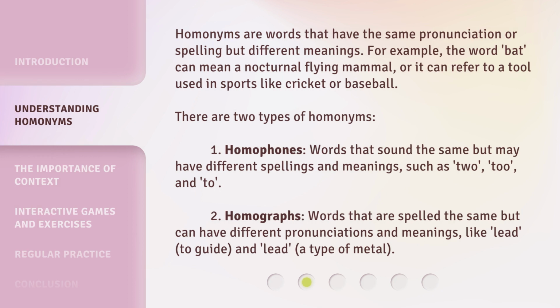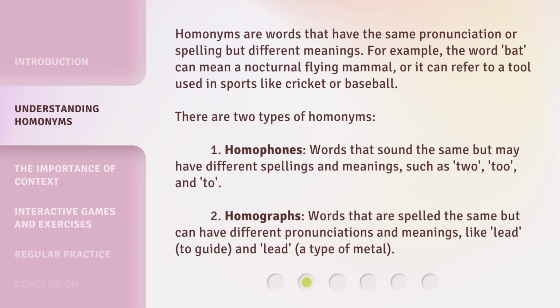Homonyms are words that have the same pronunciation or spelling but different meanings. For example, the word bat can mean a nocturnal flying mammal, or it can refer to a tool used in sports like cricket or baseball. There are two types of homonyms.